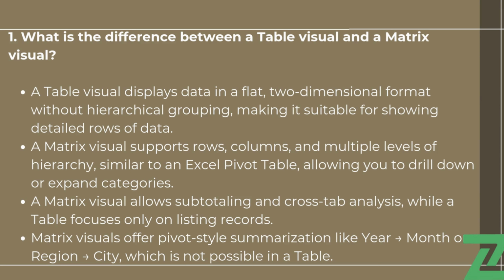A matrix visual allows subtotaling and cross-tab analysis, while a table focuses only on listing records. Matrix visuals offer pivot-style summarization like year to month or region to city, which is not possible in a table.